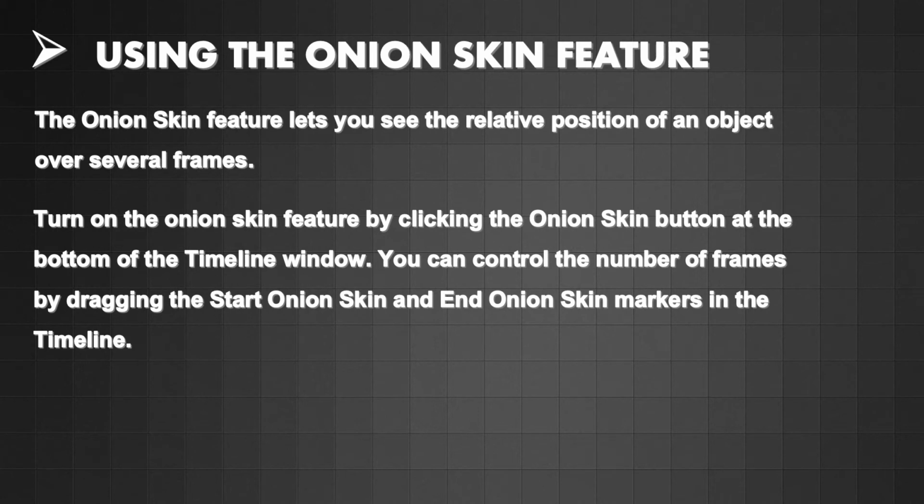Using the onion skin feature. The onion skin feature allows you to see the relative position of the object over several frames. Turn on the onion skin feature by clicking the onion skin button at the bottom of the timeline window. You can control the number of frames by dragging the start onion skin and end onion skin markers in the timeline.